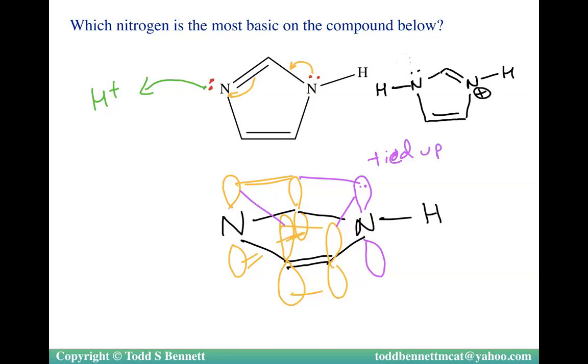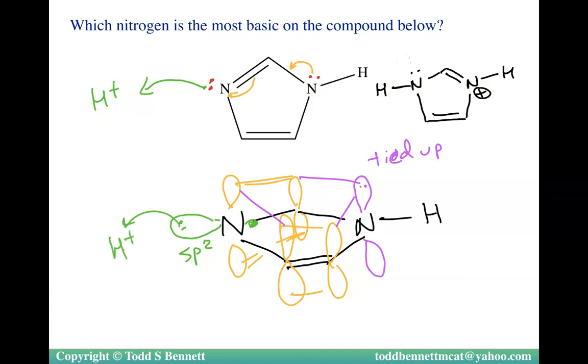On the other hand, I'll draw this in green. This lone pair is part of an sp2 hybrid. It is not tied up in resonance because it's perpendicular to the pi bond. The pi bond is in the vertical plane, which means this is in the horizontal plane. That means this lone pair can readily be given away because it's not tied up in resonance.